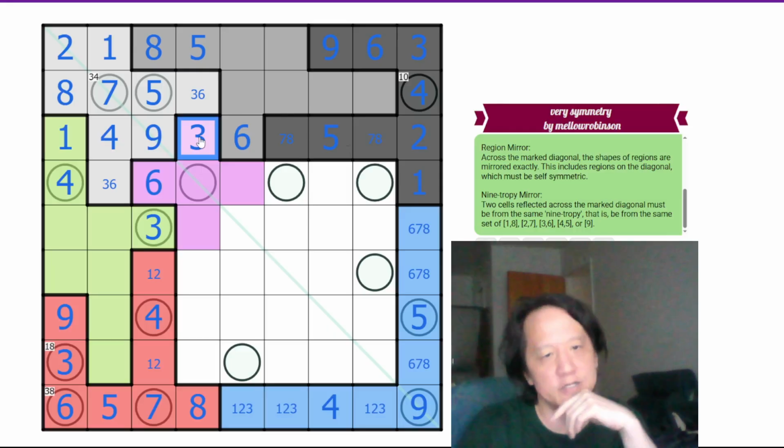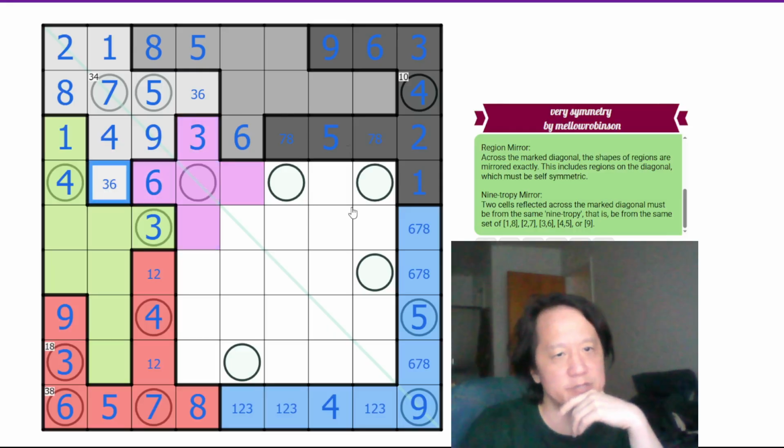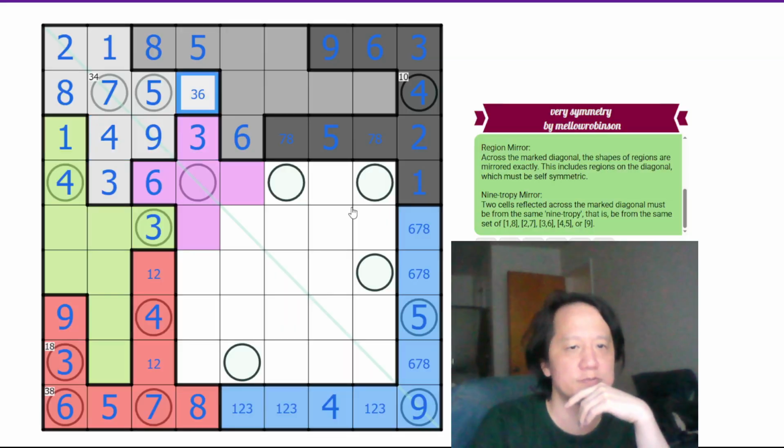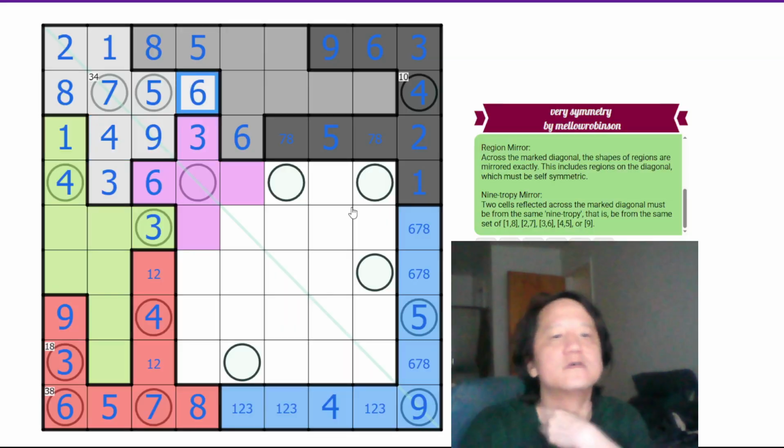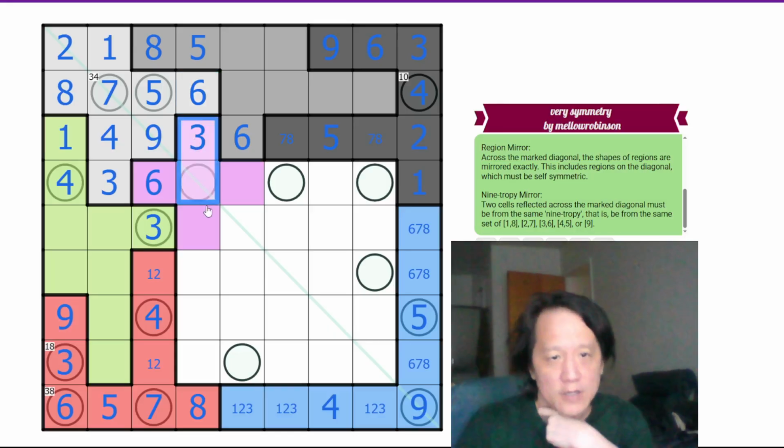And this cannot just see 3 cells. 6 eliminates 6 here, so that's 3. 3 eliminates 3 here, so it's 6. 3 cannot just see 3 cells, so this must extend that way. That means it extends that way there.